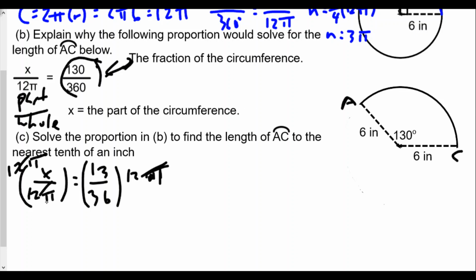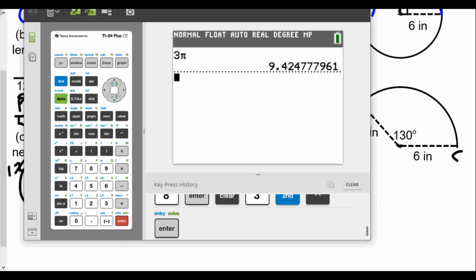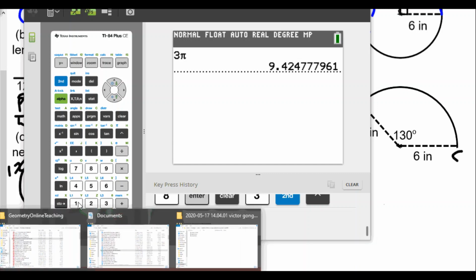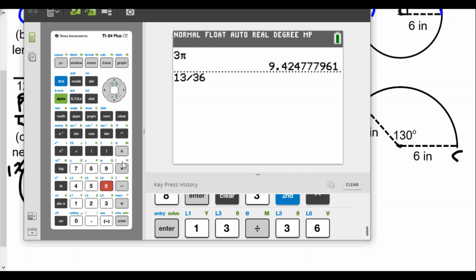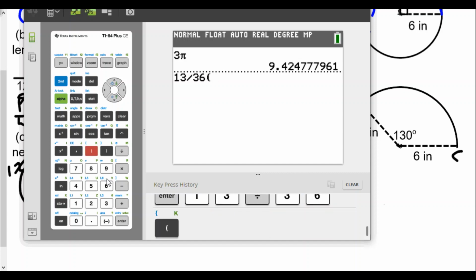And so now we're going to do the following. We've got a calculator, right? So here we go. We're going to get 13 over 36. Oops, sorry. 13 divided by 36. And then we're going to multiply that by 12 pi.